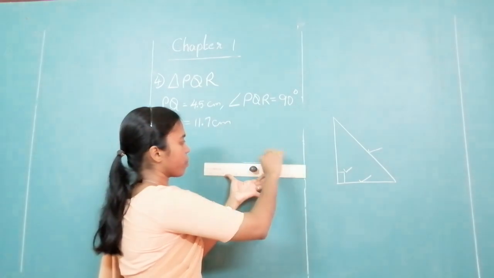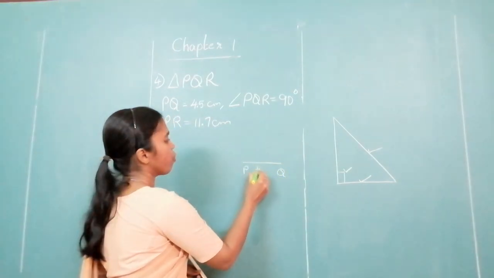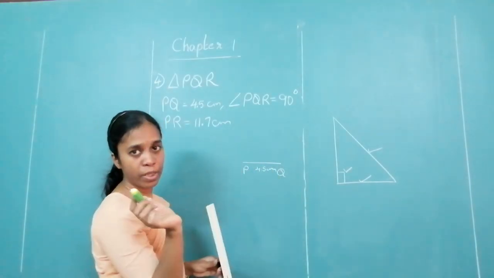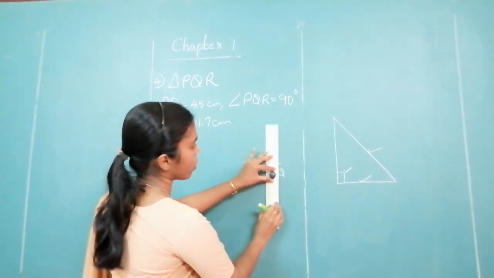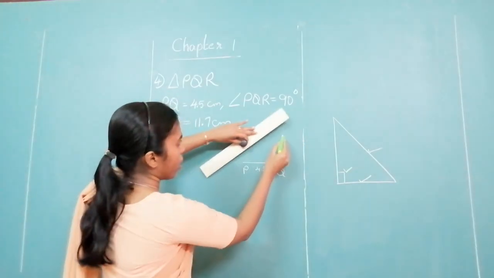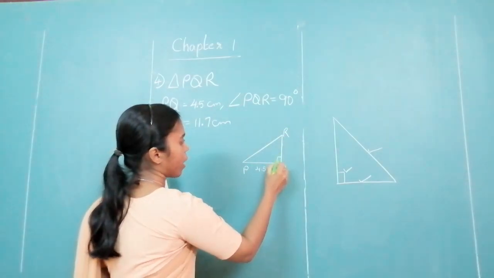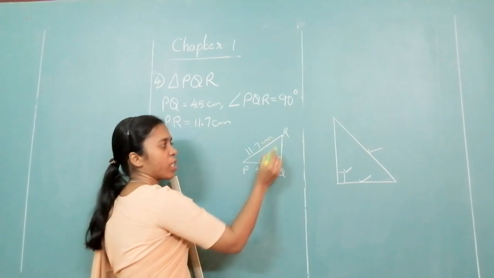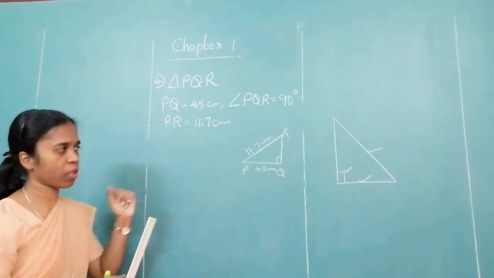Rough diagram will be base. I am considering base as PQ, 4.5 centimeter. Q is 90 degree. Please take care whichever angle is given to you as Q. So Q is over here. Draw a straight line to show 90 degree, and then I have PR from here. This is my 90 degree. And how much is my PR? PR is 11.7 centimeter. You can see that the hypotenuse is opposite of 90 degree. That is what is given.